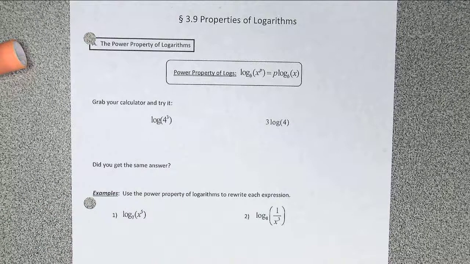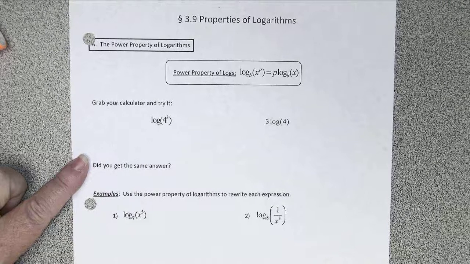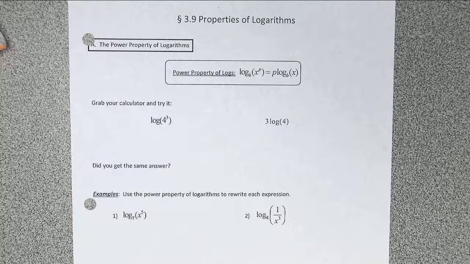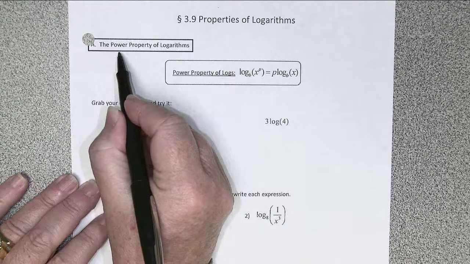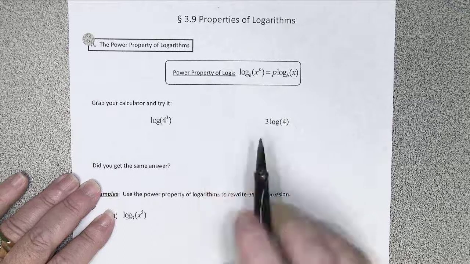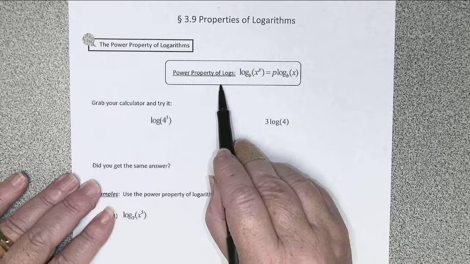This is Math 139, Section 3.9, Part A. We're going to begin looking at properties of logarithms. There are three major properties that we're going to be looking at in this section. And the first one is called the power property. It looks like this. The power property of logarithms.